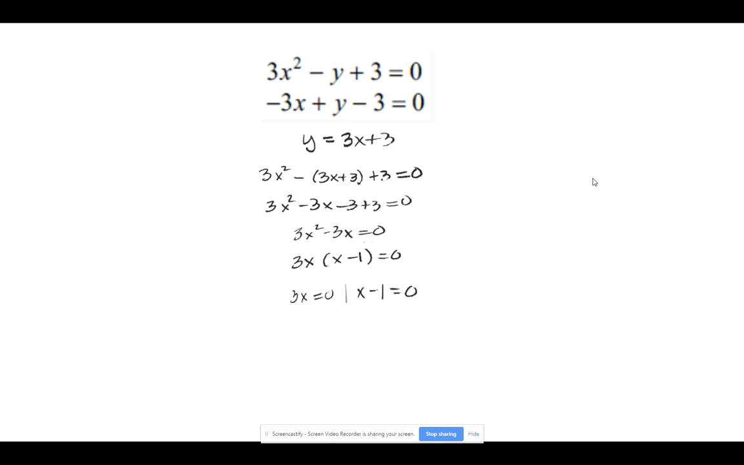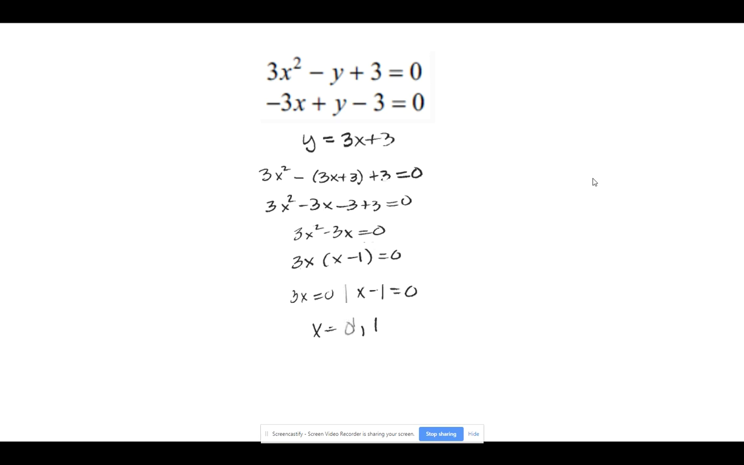So I split this into 2 equations, 3x equals 0 and x minus 1 equals 0. Solve those equations and I get x equals 0 and 1. But I'm not done. I have 2 variables. I have an x and I have a y.